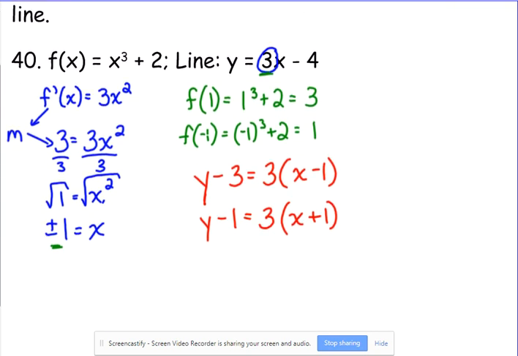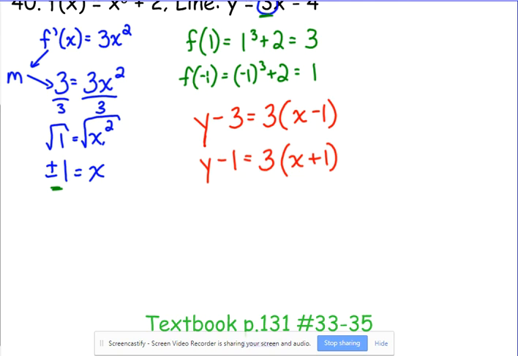Okay, so I've got a couple of problems. We've got to go back to page 131 to practice this skill right here.